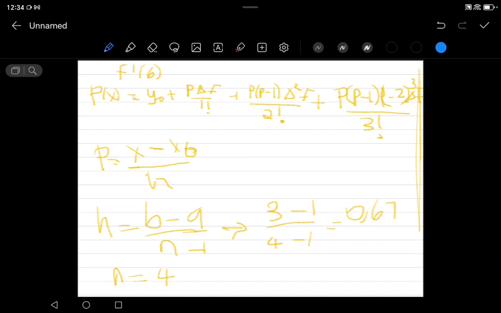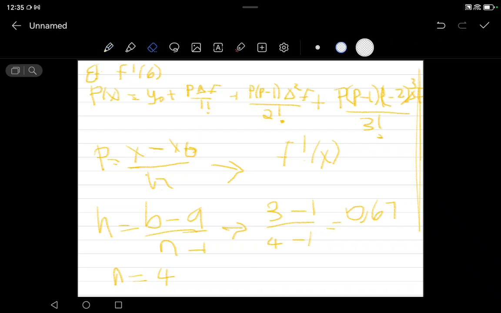Like this. And now we can substitute back and get the value of p. p is equal to x minus x0 over h. And remember here, they say we have to estimate f prime of 6. So the 6 here is the x value, because f prime of 6 is the same as f prime of x. So x is equal to 6. Do you get it?